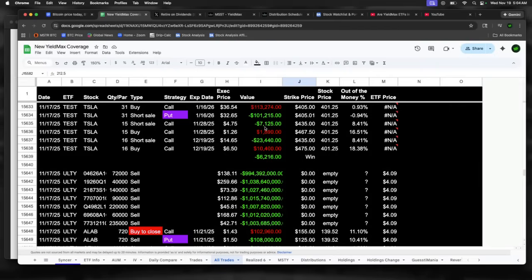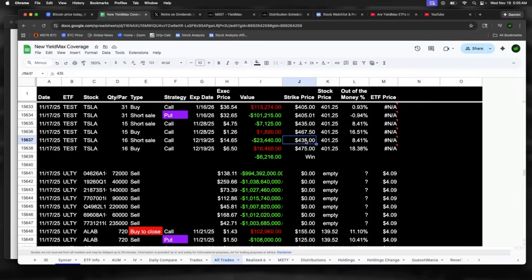All right, so what do we got here? Tesla. All right, so same thing, same expiration date, so same idea. Strike price 435. Same strike price on this one, 435. Again, I don't know the price of Tesla when they opened this position.